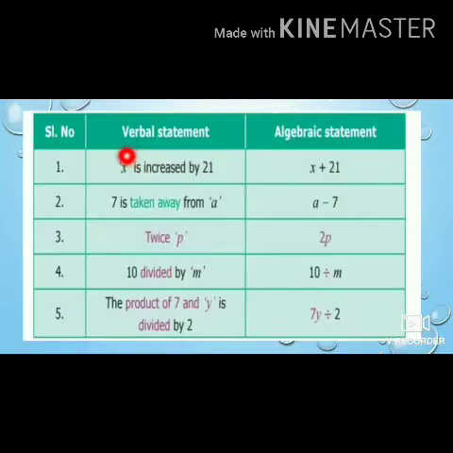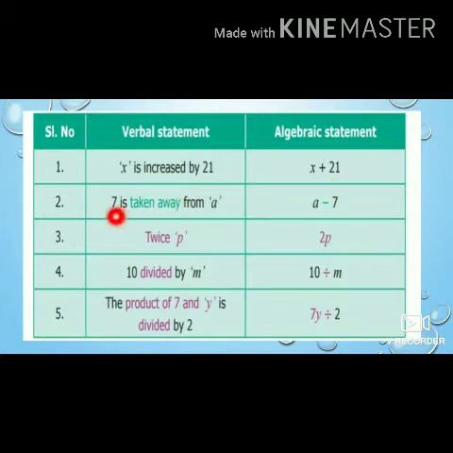First, let's see how to convert a verbal statement into an algebraic statement. Here, the first question is x is increased by 21. x is a variable, 21 is a constant value. Here, the word increased represents what? Yes, increased means addition. You have to add the variable and constant value: x plus 21.